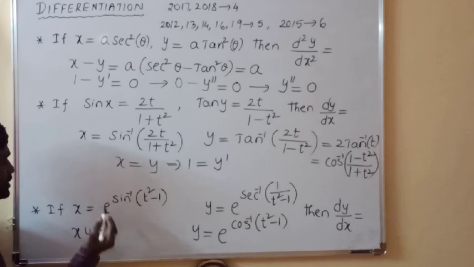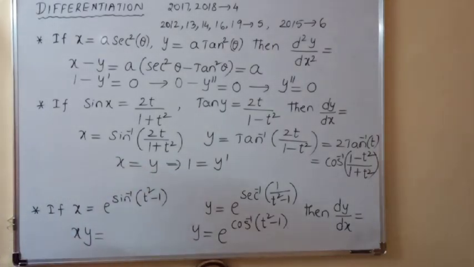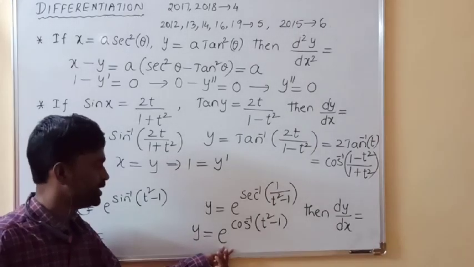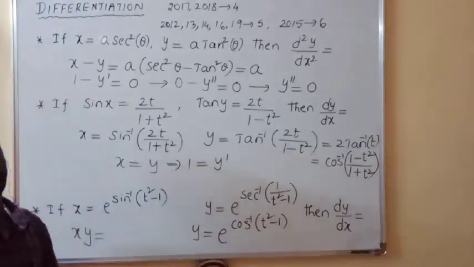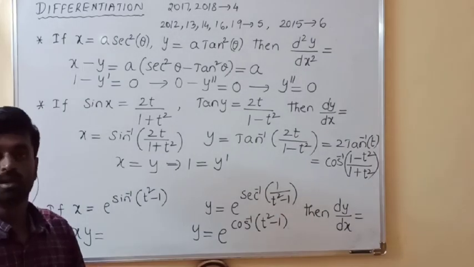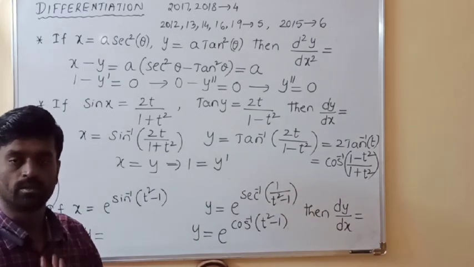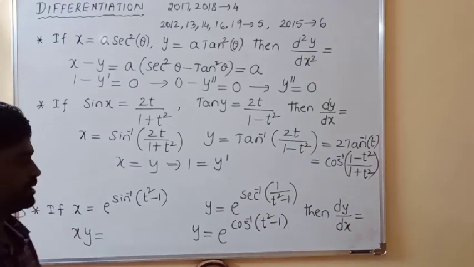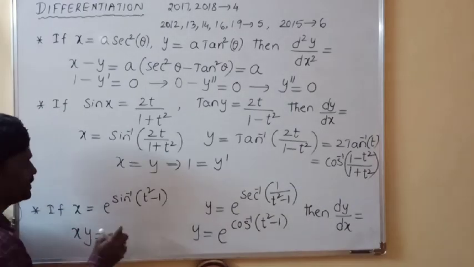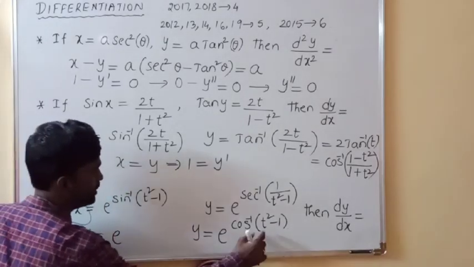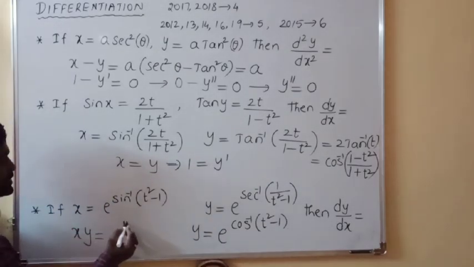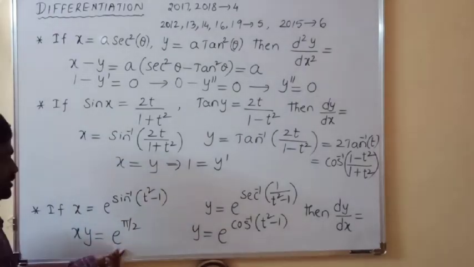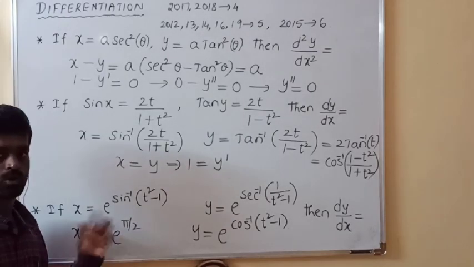x into y is equal to e power sin inverse of t square minus 1 into e power cos inverse of t square minus 1. That looks like a power m into a power n, what? a power m plus n. That means here we will get e power sin inverse of t square minus 1 plus cos inverse of t square minus 1, which is equal to what? Pi by 2. Now xy is equal to e power pi by 2. e power pi by 2 is a constant.